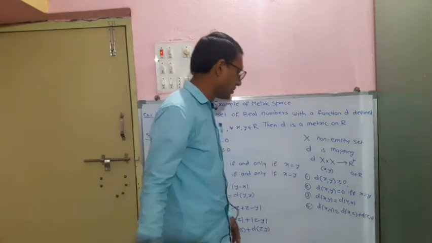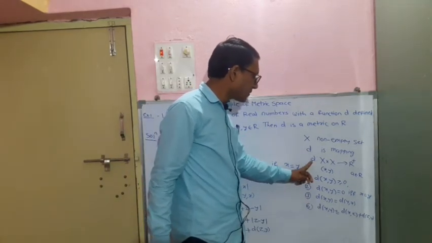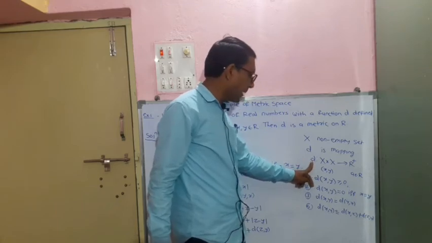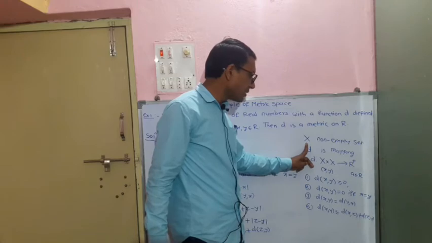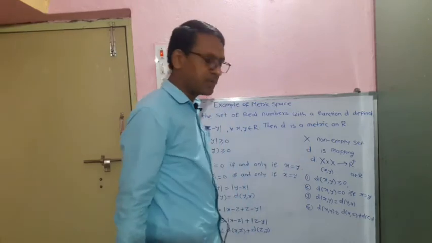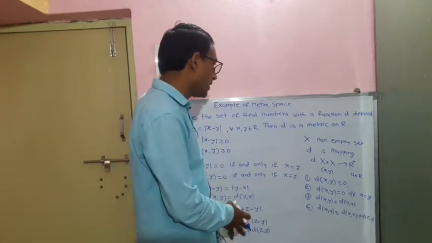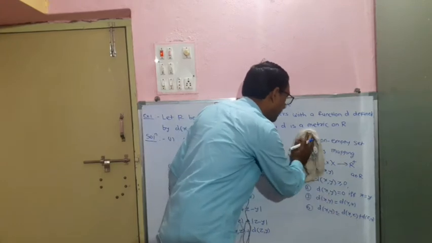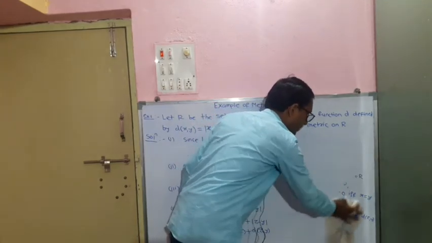So if these 4 properties are satisfied, then this given mapping or function D is a metric on X, and if D is a metric on X, then X is said to be a metric space. So this metric function is also said to be the distance function. So here we have to see an example of a metric and a metric space.